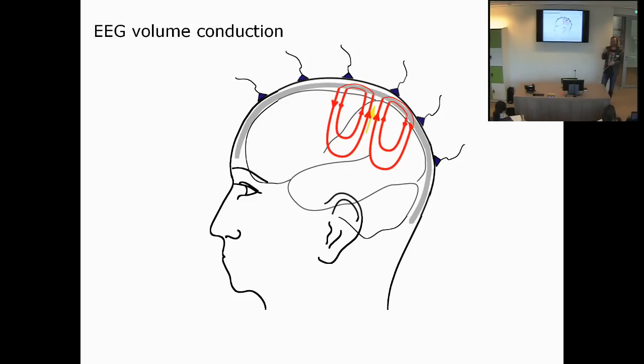So on the one hand, we have propagation of action potentials and propagation of postsynaptic potentials, which is an active process that involves the neurons. On the other hand, we have the propagation of the currents, and that is just a passive process. It's the same process that we tap into with transcranial direct current stimulation. We just have current flowing through the tissue, and that's the current that we're recording with the EEG.